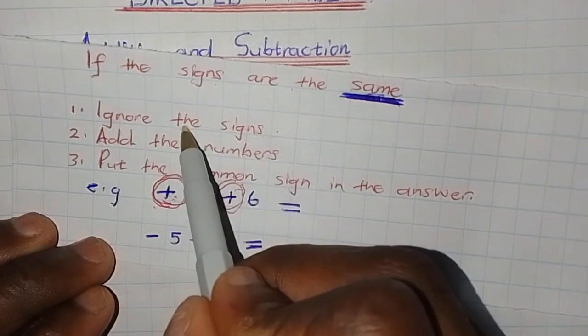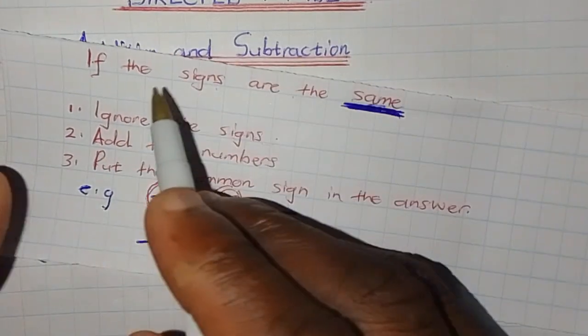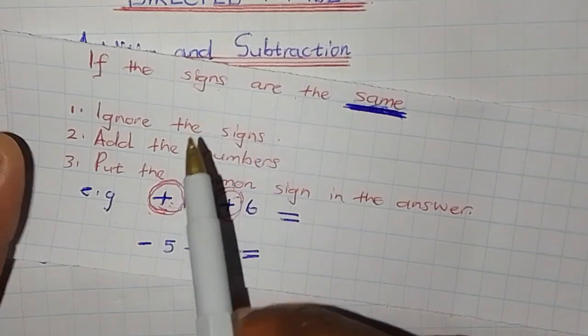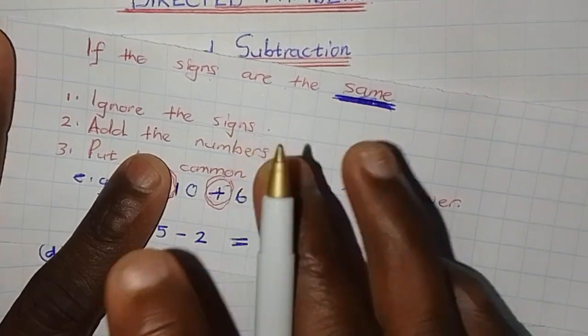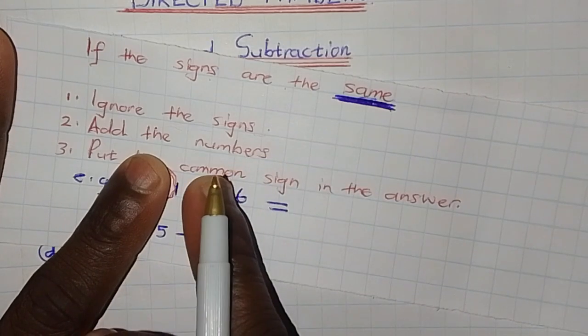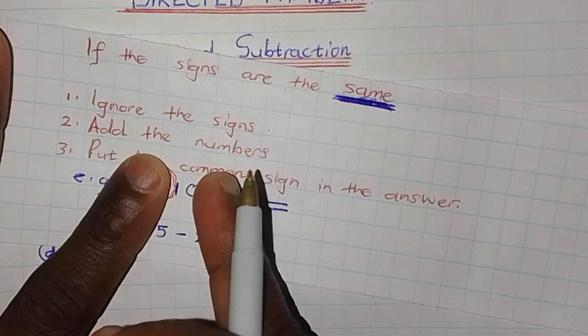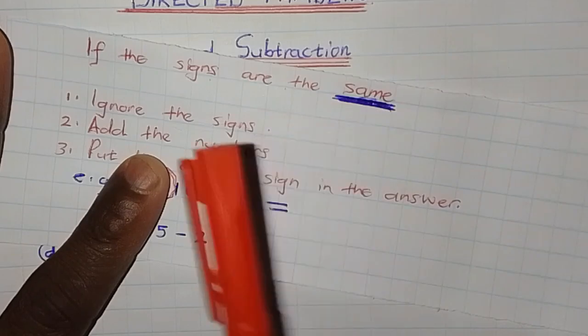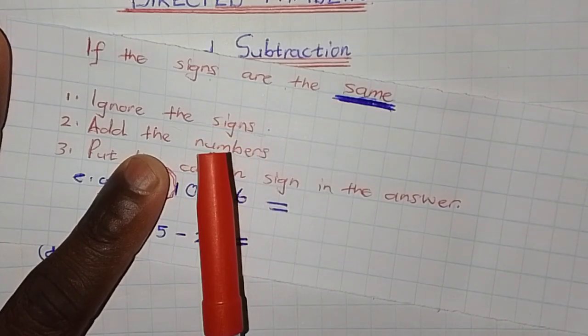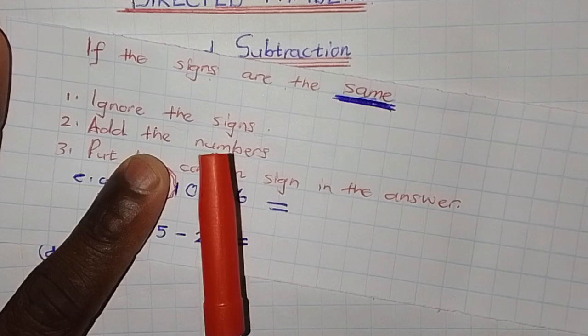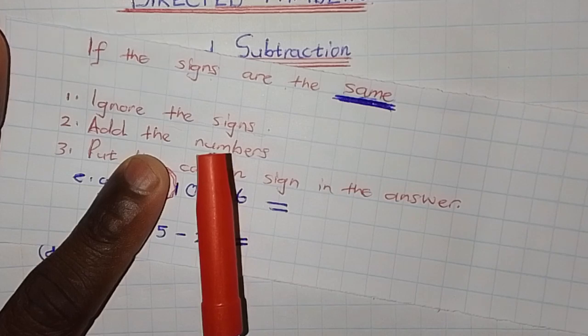By ignoring, I mean you should pretend as if they are not there. So now we are only left with... let me try to close these signs. Oh, my finger is larger there. Let me use this pen there. Yes, better. We now have 6 and 10. I have ignored the signs. Now we are remaining with 10 and 6.